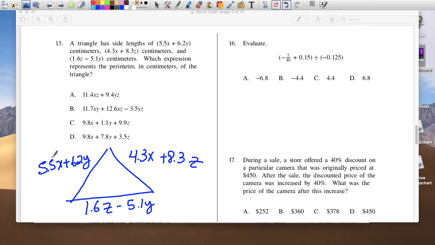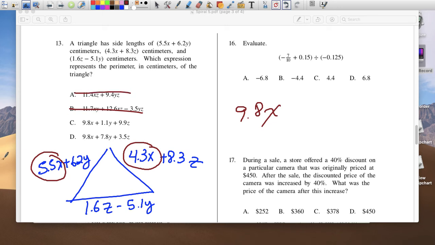I'm going to pick all the x's first. So it's 5.5x and 4.3x. Those two are the same, so I'm going to add those two, because they're both plus. So 5.5x plus 4.3x equals 9.8x. Are there any answers with 9.8x? Yes, C and D. So right away I can throw this in the garbage, throw that in the garbage. So now it's between those two.